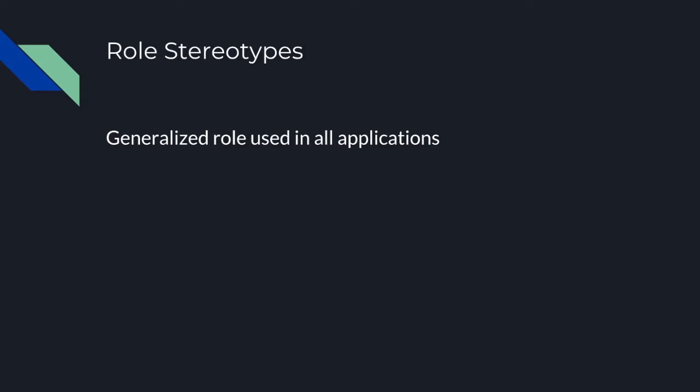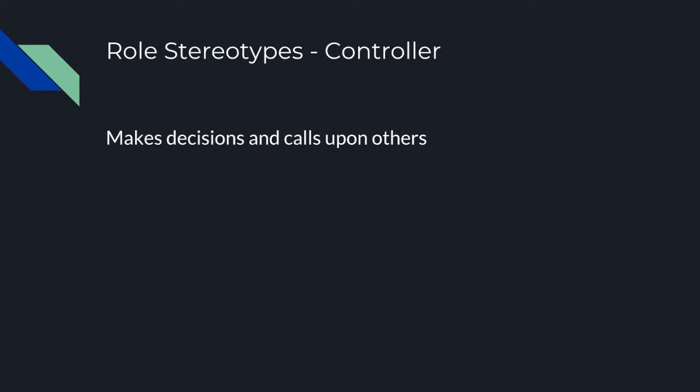So in responsibility-driven design, we have role stereotypes, which are generalized roles that are common to all applications. We give these to objects within our design to help structure what each object is responsible for. The first role stereotype is controller. A controller is what makes the decisions, and then it uses the upcoming role stereotypes to carry out those decisions.